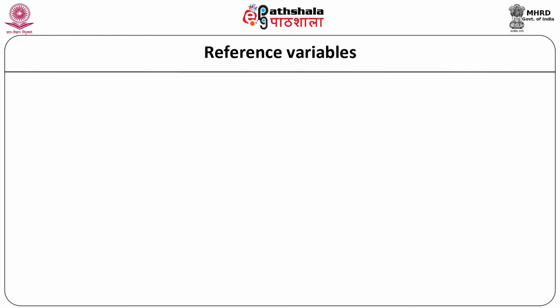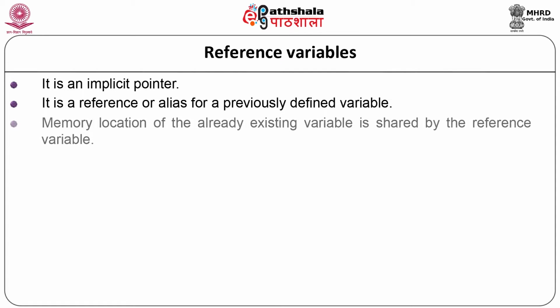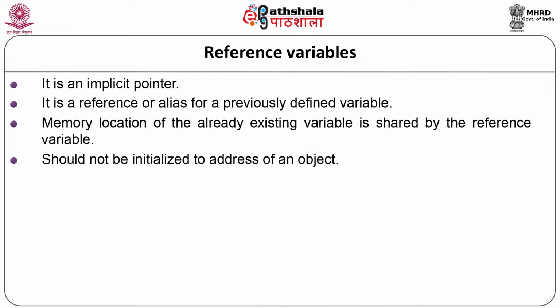A reference variable is an implicit pointer. A reference variable is a reference or alias for a previously defined variable. The memory location of the already existing variable is shared by the reference variable. A reference variable should not be initialized to the address of an object.